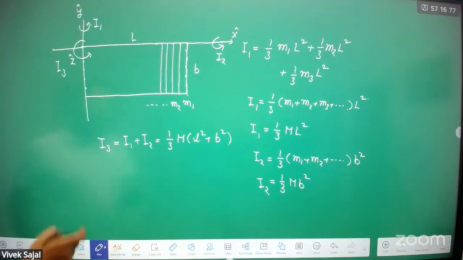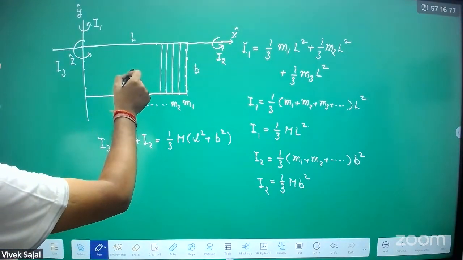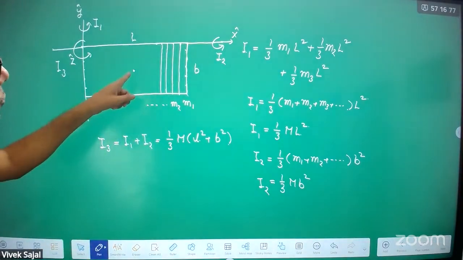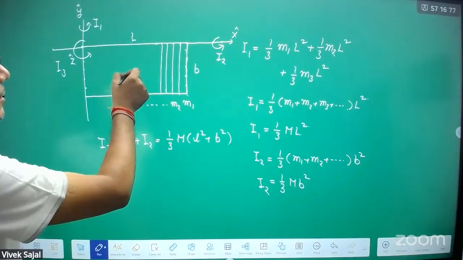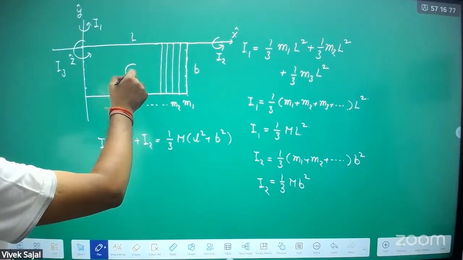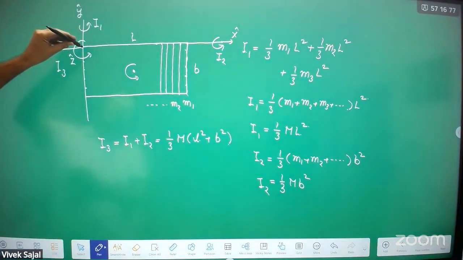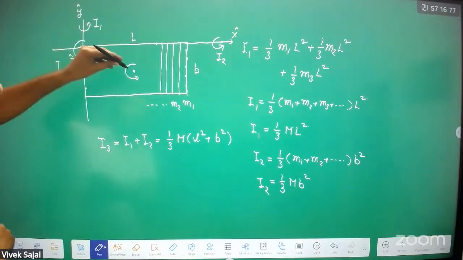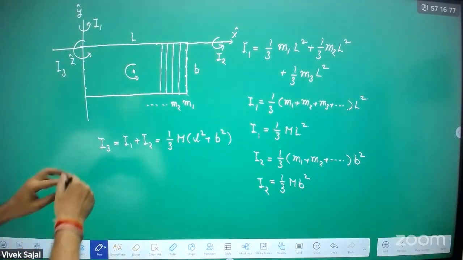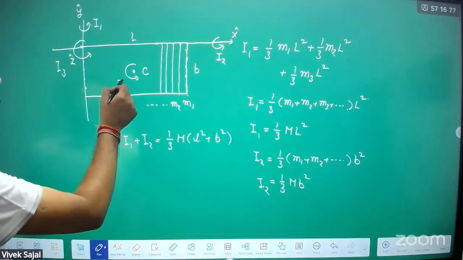Now, you have found the moment of inertia about this axis. Now you want to find the moment of inertia about an axis that is passing through its center. This is the center, so this will be the axis perpendicular to its plane, and you are rotating about this like this. You know the moment of inertia about this axis. Now you want to find the moment of inertia about an axis passing through the center of mass, which is the center of mass of this rectangular plate. So that will be IC.